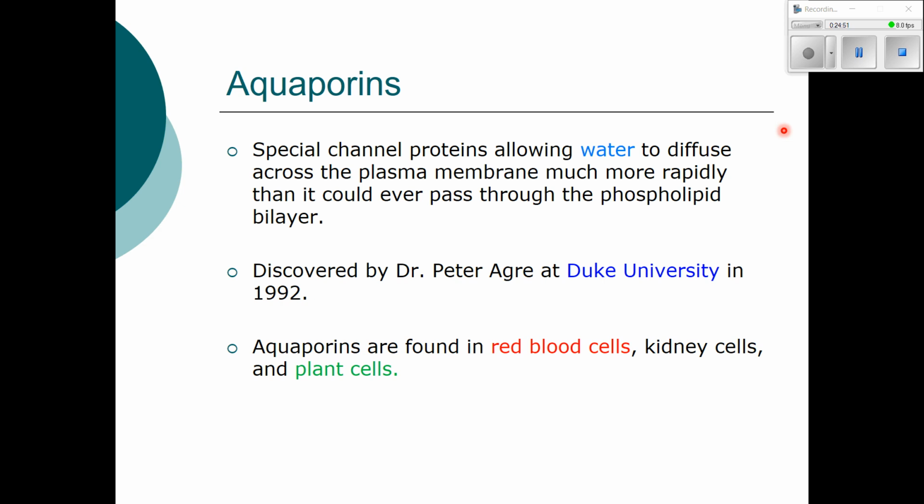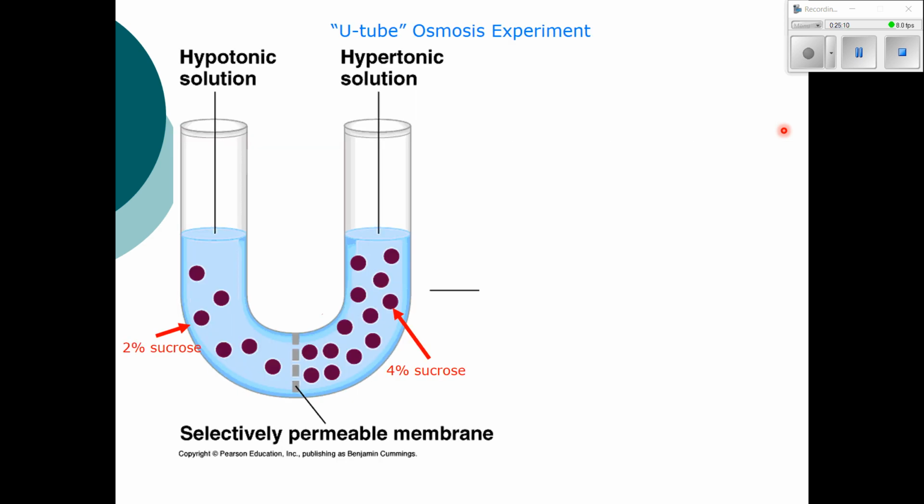And he found that not all cells seem to have aquaporins, but he specifically observed them in red blood cells, kidney cells, and many different types of plant cells. So aquaporins essentially speed up the natural process of osmosis.